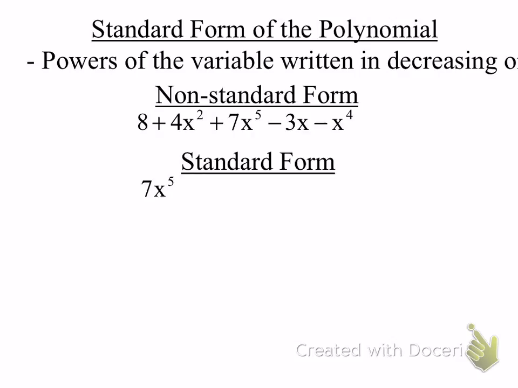Right, negative x to the 4th power. Okay? We're going negative x to the 4th power. The next one, positive 4x squared. The next one, negative 3x to the 1st power. And then we have 8, because it's 8x to the 0 power, and we don't write that. Now, notice it goes 5, 4, 3, 2, 1, and then our constant term. So when we state our polynomials, we always put it from the highest exponent first down.